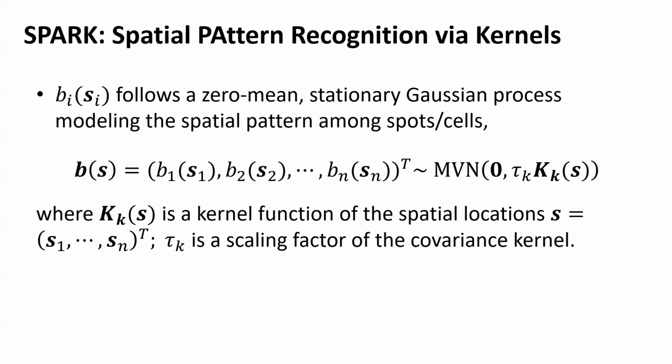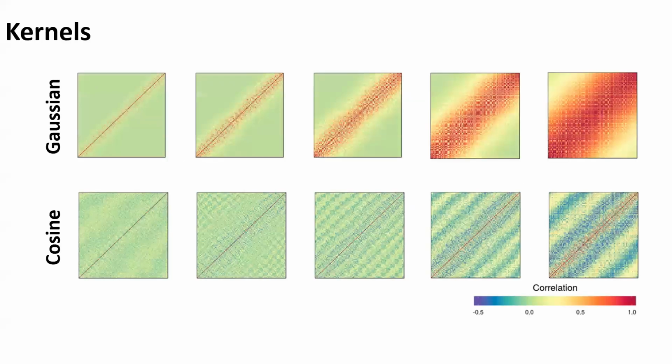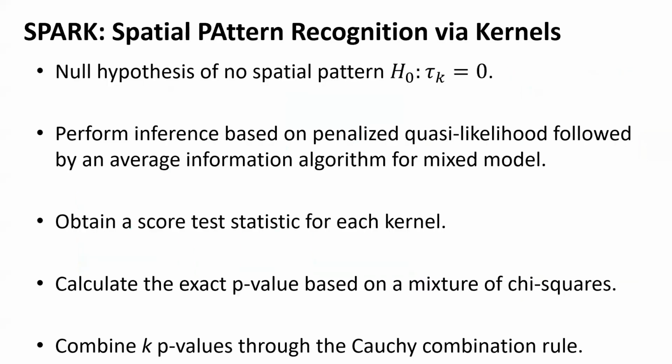Now, the K matrix is very important because the kernel matrix basically determines what type of spatial pattern the model is most powerful to capture. In order to capture a potentially wide range of spatial patterns you may encounter in real data sets, we look at a range of spatial kernels. Specifically, we look at 5 different Gaussian kernels with different bandwidths and 5 different cosine kernels with different periodicity patterns. The hope is that you can capture a wide range of possible spatial expression patterns in any biological data sets you may encounter.